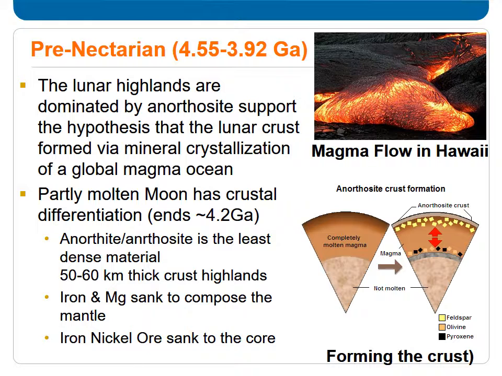The partly molten Moon underwent crustal differentiation, the anorthosite being the least dense crustal composition rock eventually covered the outer surface, while the iron and magnesium sank to form the mantle and the iron nickel ore sank to form the core. Apollo astronauts did not find many examples of rocks from this era because the lunar highlands had been heavily churned, brecciated, and thermally affected by subsequent impacts, particularly during the late heavy bombardment that marks the approximate beginning of the Nectarian period.